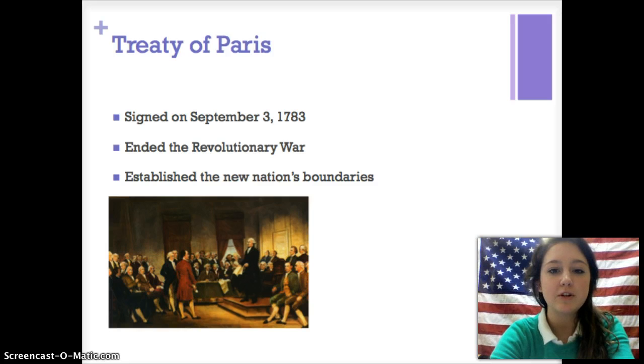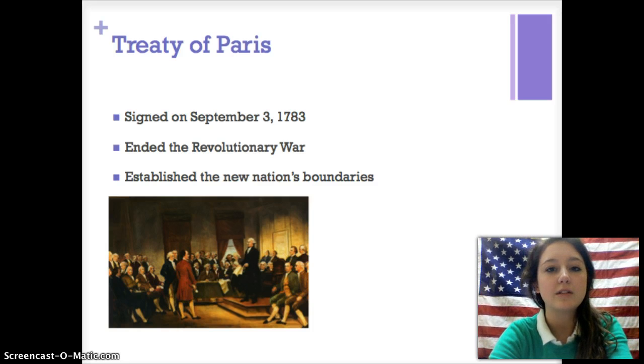It also established the new nation's boundaries, which were the Great Lakes to the north, the Atlantic Ocean to the east, Florida in the south, and the Mississippi River to the west. In this treaty, Great Britain agreed to remove all of its troops if the U.S. would pay all of the debts it owed to England.